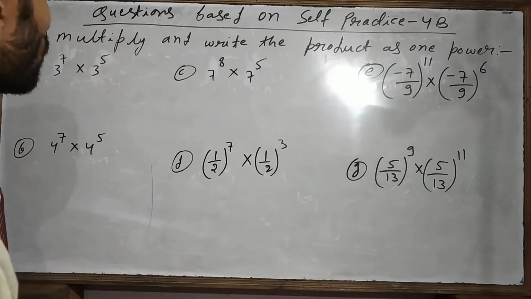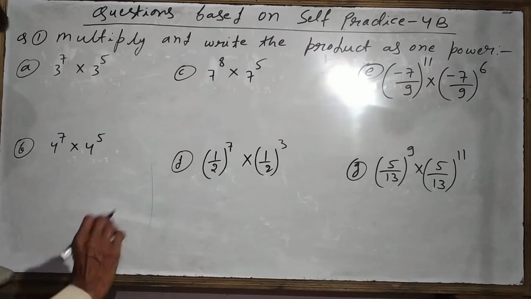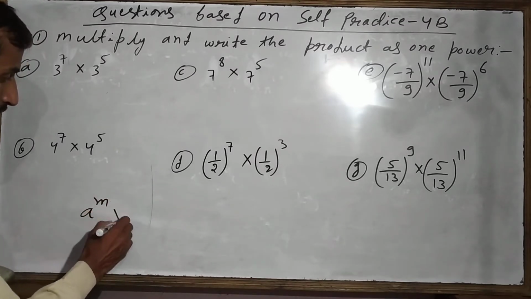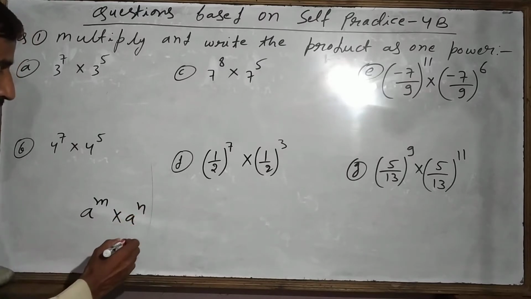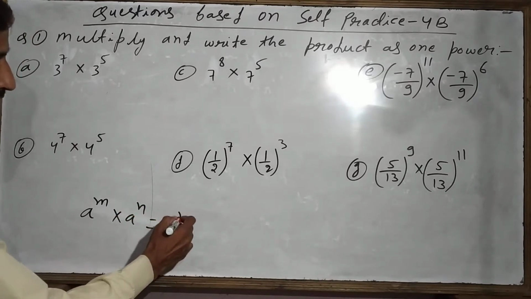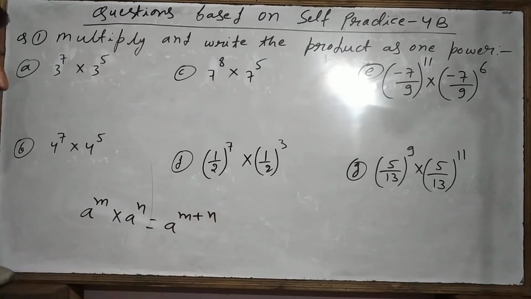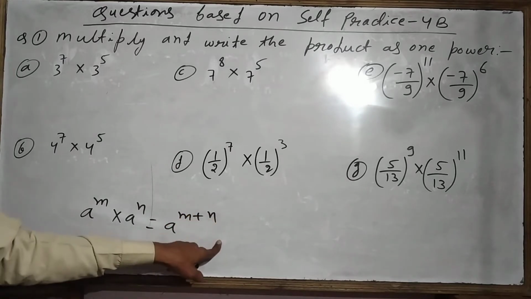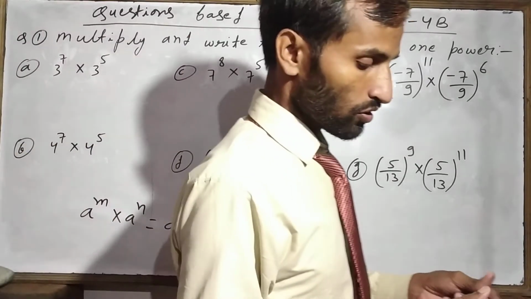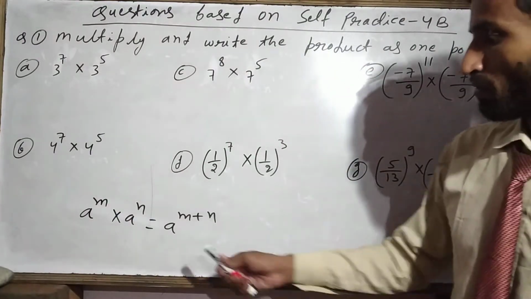Okay, so if you just see here, I have explained, just memorize: a power m into a power n. Here both have the same base, so we will do m plus n like this. A power m plus n means the powers should be added. If in multiplication the bases are the same, then the powers should be added. Always just memorize like this.